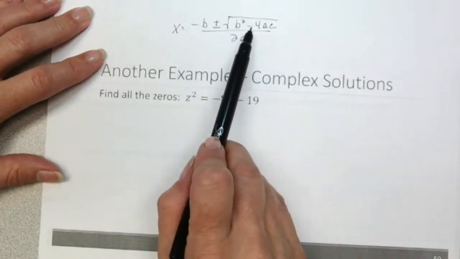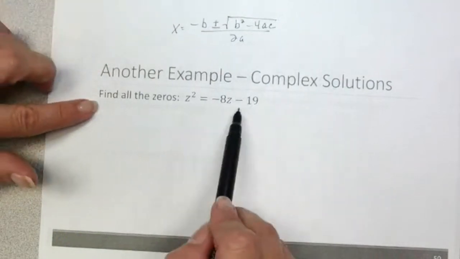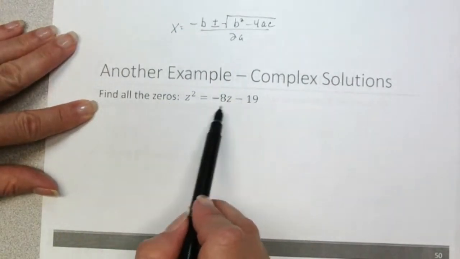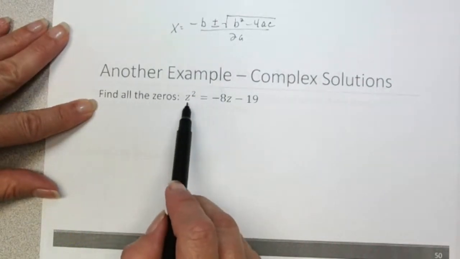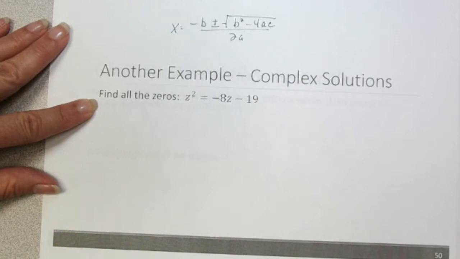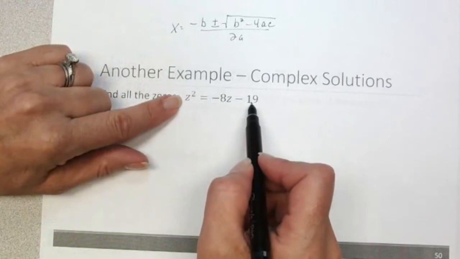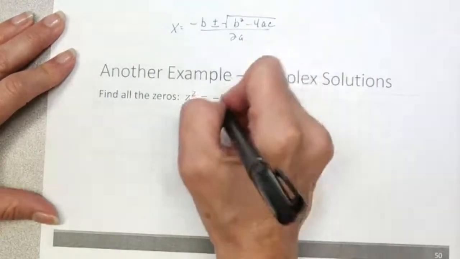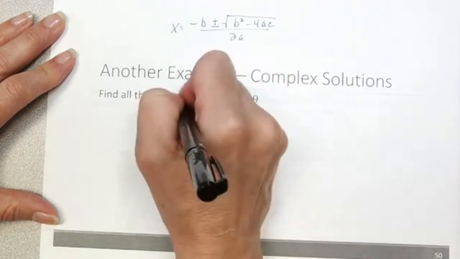Well, when that happens, we have to introduce our friend, the imaginary number. Let's look at this example here. All right. So if we want to find all the zeros of this equation, or we want to solve for z, another way, finding the zeros is another way of saying I want to find the value of z that makes this equation true. Usually when I say find all the zeros, I'm referring to a function. But if I wanted to solve this equation, let's see, it's not in the right form yet, right? It needs to be set equal to 0. So let's move that -8z and that -19 over. We'll add the 8z and the 19 to both sides.